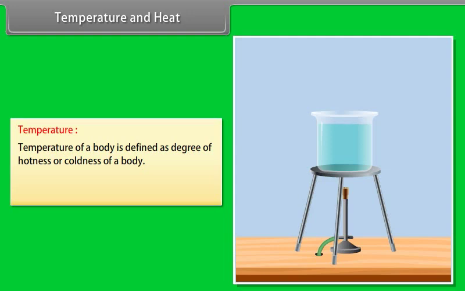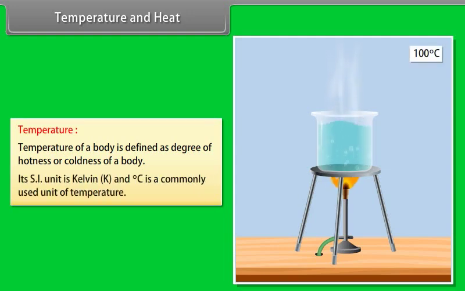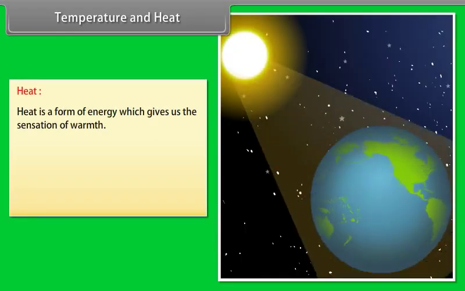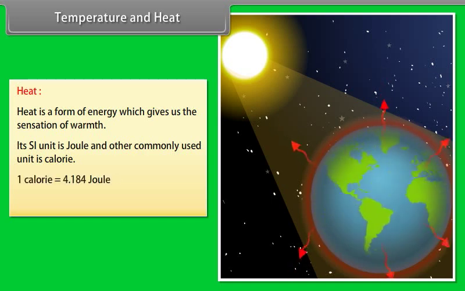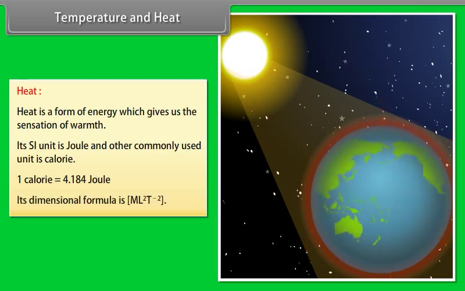Temperature and heat. Temperature of a body is defined as the degree of hotness or coldness of a body. Its SI unit is Kelvin and degree Celsius is a commonly used unit of temperature. Heat is a form of energy which gives us the sensation of warmth. Its SI unit is joule and another commonly used unit is calorie. 1 calorie is equal to 4.184 joule. Its dimensional formula is ML squared T to the power minus 2.